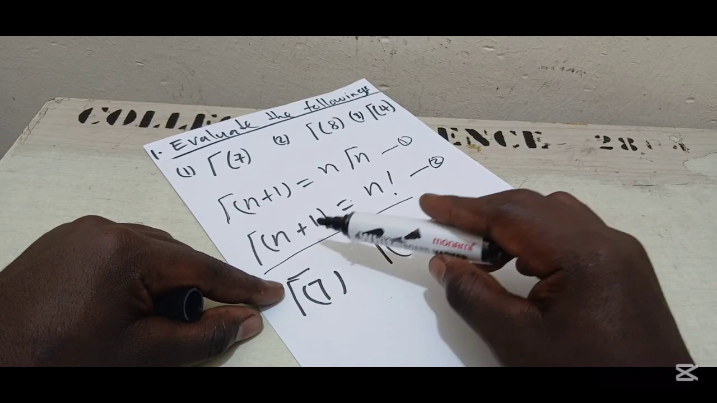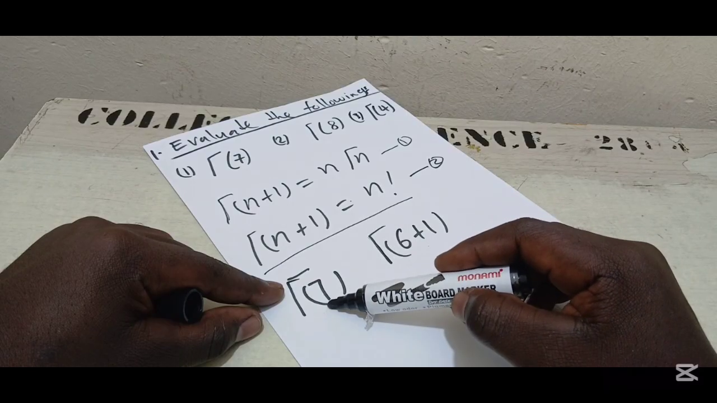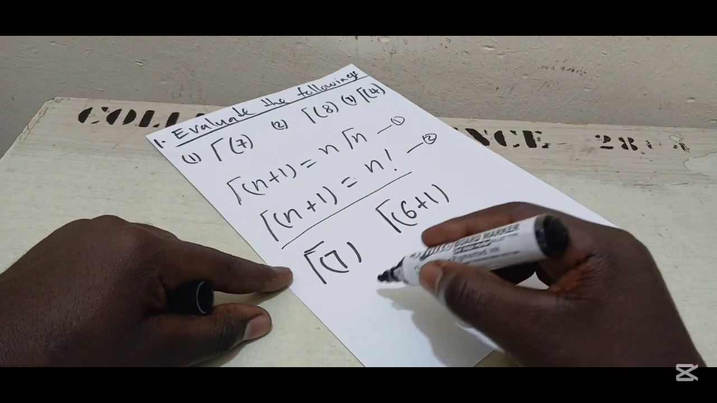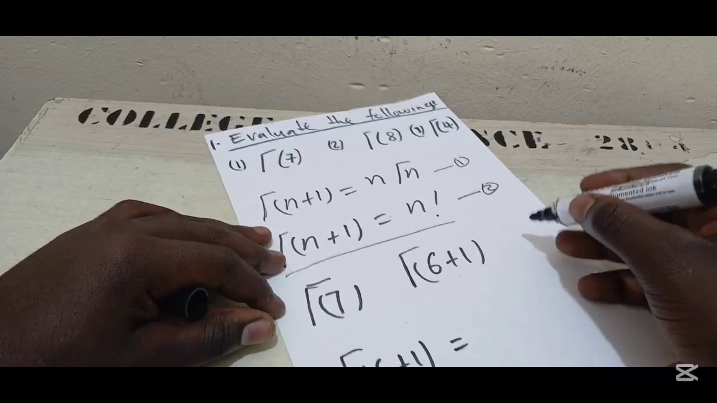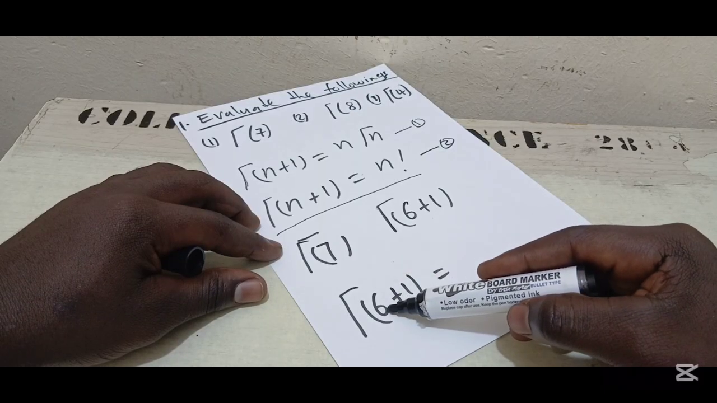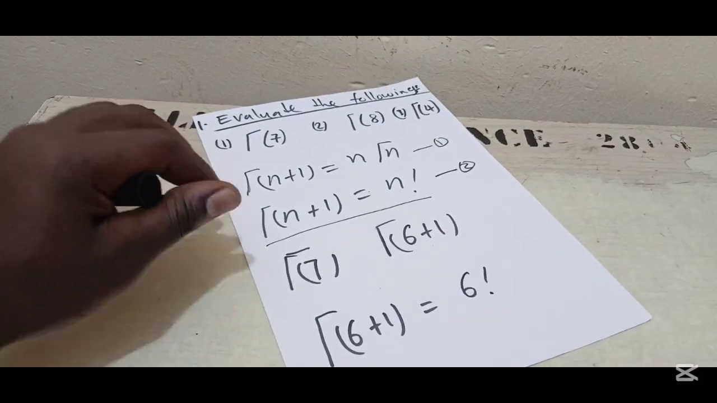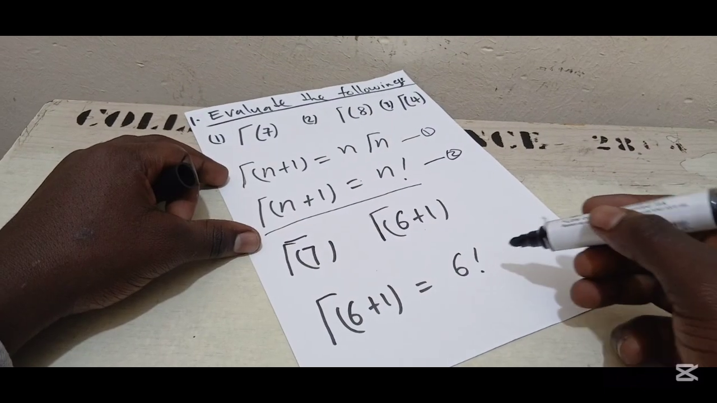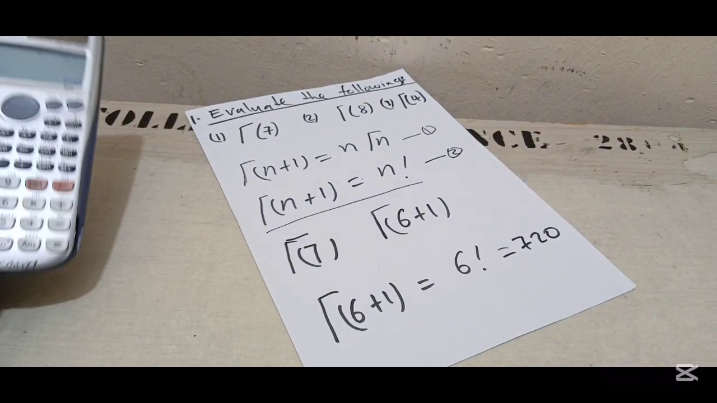We have to break the value that is given. So 1 plus something should give us this value. 6 plus 1 is 7. So we can therefore go ahead and say, comparing this formula to this problem, our n is 6. So it's just going to be 6 factorial. Yes, 6 factorial, punching it on your calculator will give us 720.